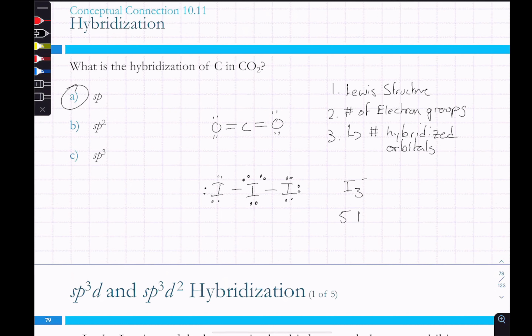Yeah, so we've got 5 electron groups. So there's 1 s orbital, there's 3 p orbitals, and then we've got 5 d orbitals, not 10. So when we see 5 electron groups, we're going to take 1, 2, 3, 4, 5 orbitals, and those are the orbitals that are going to hybridize together to get the trigonal bipyramidal shape that this is essentially. So this will be sp3d.